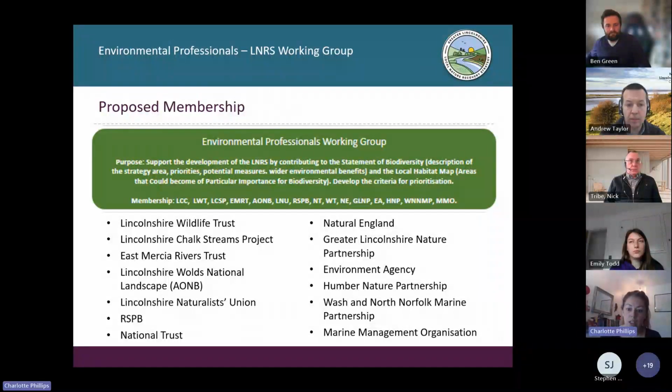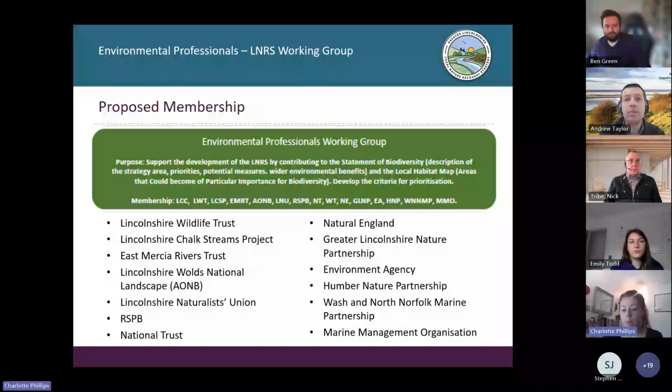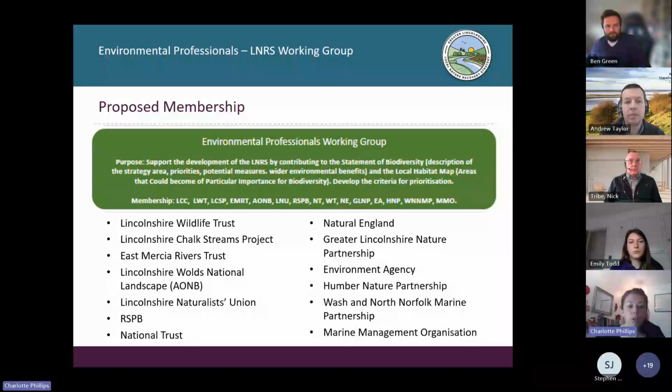They may have been invited to the Species Recovery Group to get their very specialist opinion, but what we're looking at is organisations that are looking at large areas of Greater Lincolnshire, or having an overall overview of the county, and then using some of the specialist knowledge in different groups.